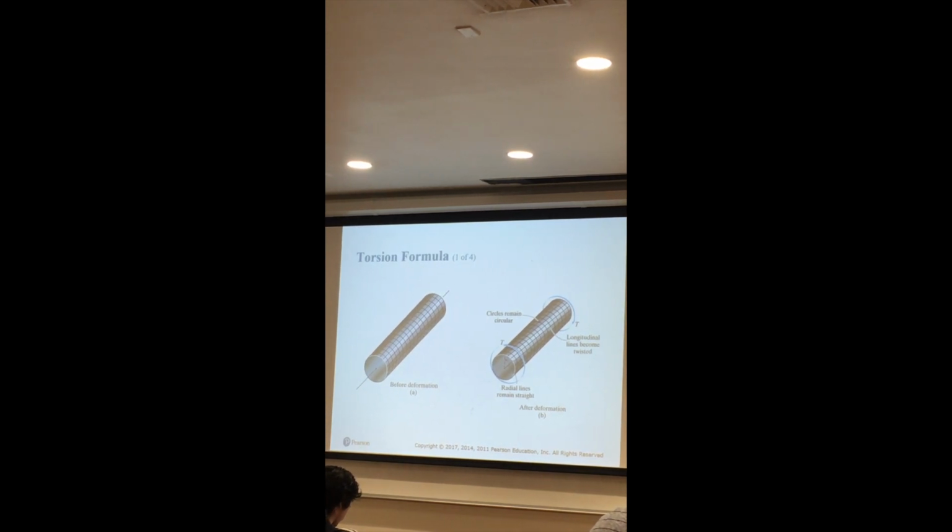Now let's try to put what I said in words into some mathematical formula and some nice pictures. So we have that member on the left, before deformation, right? Looks nice and simple. All those grid lines are straight, right? The lines are all straight, and so on. And then we apply some torsional moment, right? You might have heard of this as torque. So we apply some torque on the two ends. So what happens?